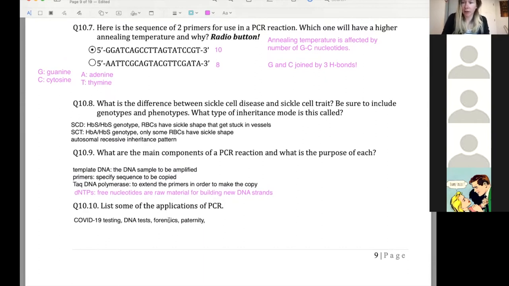I guess that would fall under forensics, identifying individuals from biological material. And DNA tests can account for paternity as well. That's true, so paternity and forensics. Archaeology. Yes, archaeology, identifying people from a very, very long time ago. How about for diagnosing disease? Yes, so in addition to COVID-19 diagnosis, you can also do other disease diagnoses. Yeah, excellent. All excellent answers there.